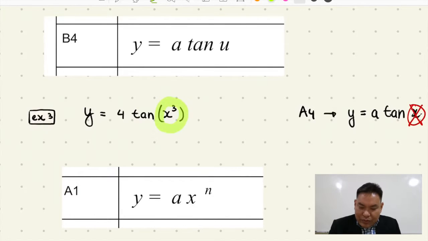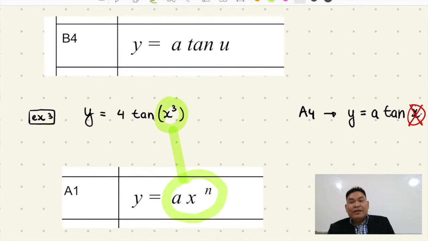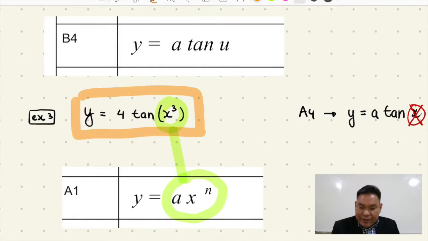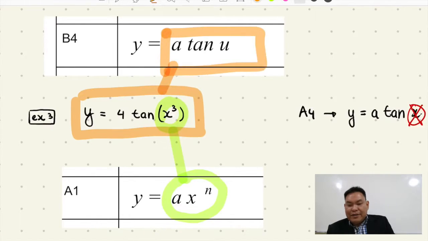So you have two formulas applicable here. Only for x cubed you use formula A1, which is suitable because it matches the question. In this case, if you're using formula A1, a equals 1 and n equals 3. Formula B4 is also very suitable for this: y equals a tangent u, a equals 4, and u equals x cubed.